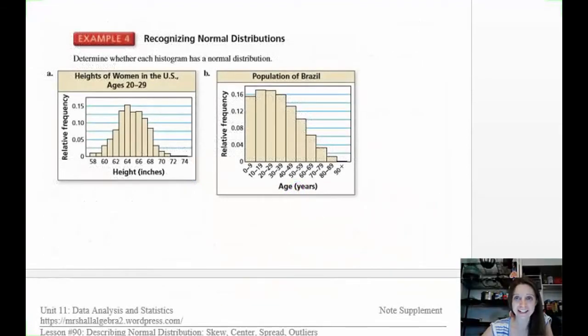Example 4, recognizing normal distributions. Determine whether each histogram has a normal distribution. A, the heights of women in the U.S. ages 20 to 29. I'm going to put a curve over the histogram. And this is roughly bell-shaped. It is bell-shaped enough that we are going to consider this normal distribution. Yes, this histogram approximates normal distribution.